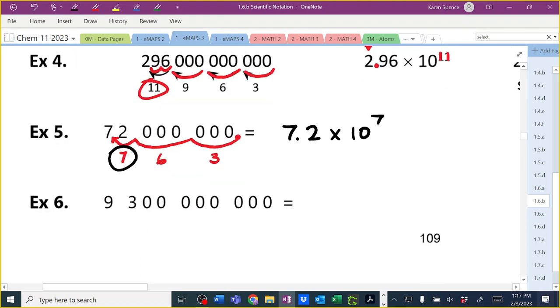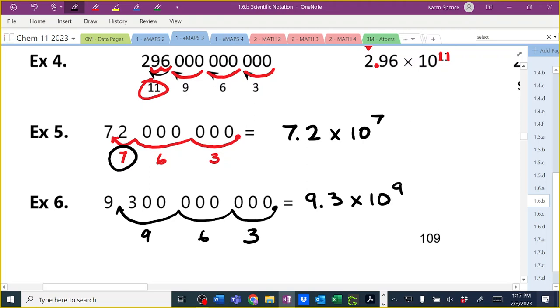One last one, counting by 3s. We move our decimal. 3, 6, 9. Oh, now we have one number in front of the decimal. 3, 6, 9. That's perfect. 9.3 times 10 to the, and we moved it 9 places. And it's a big number, so our exponent is positive.